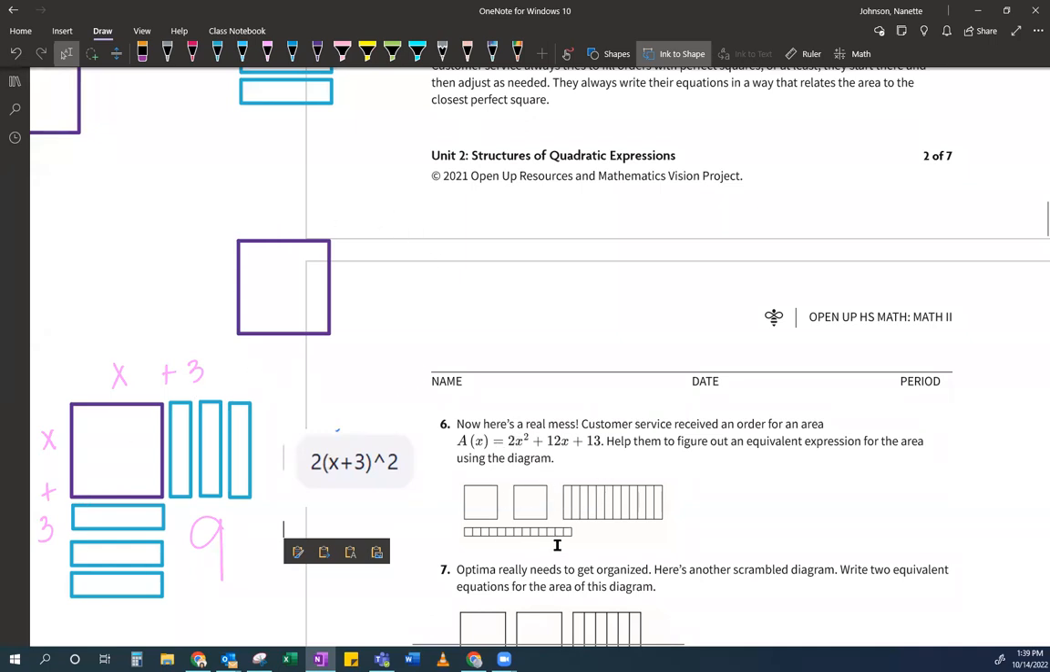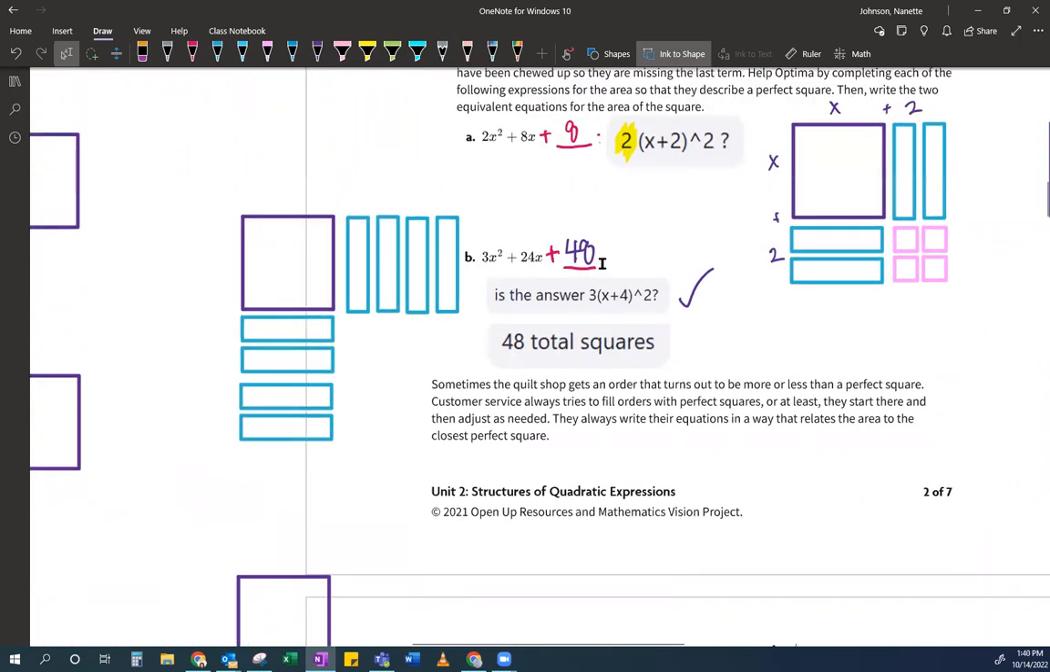Ignore this for just a second. I know some of you are like, but Ms. Johnson, it says 13. Just ignore it for just a second. What would the other side look like? I'm talking about like this side. What would this side look like?